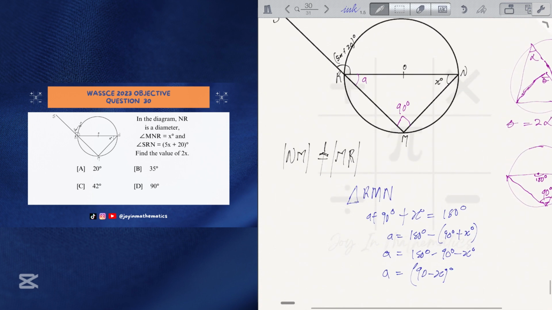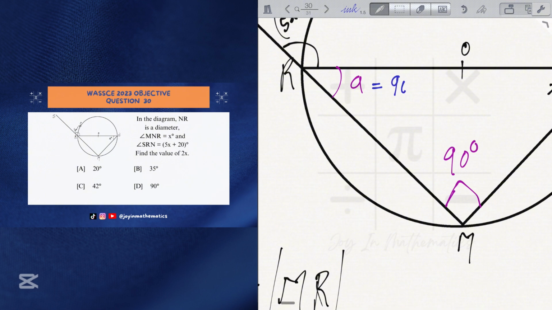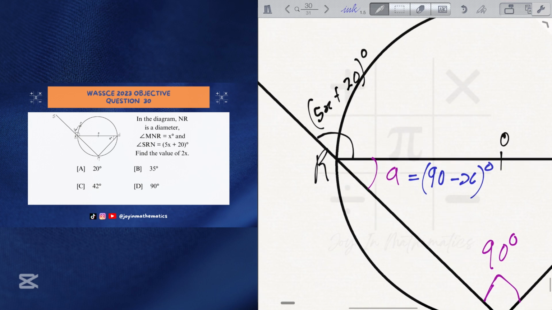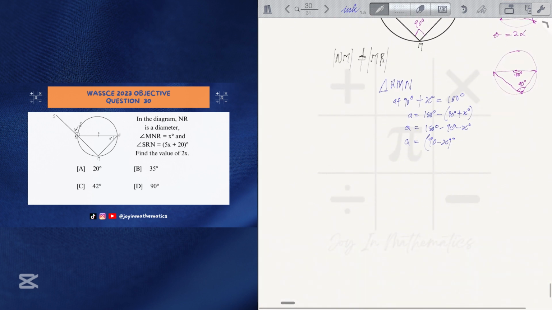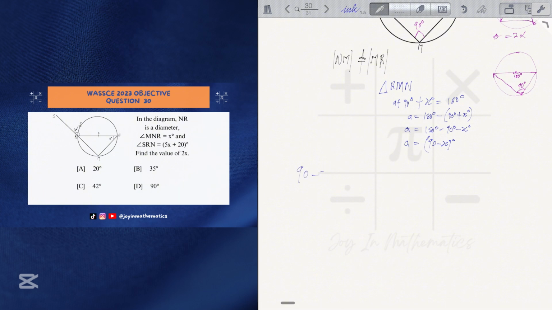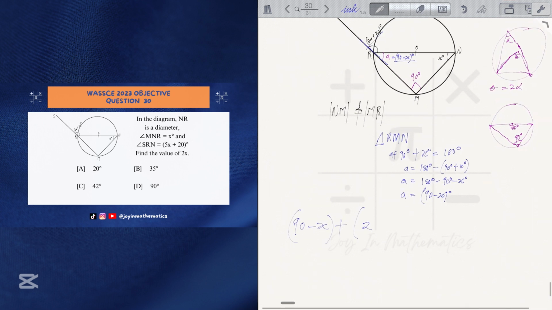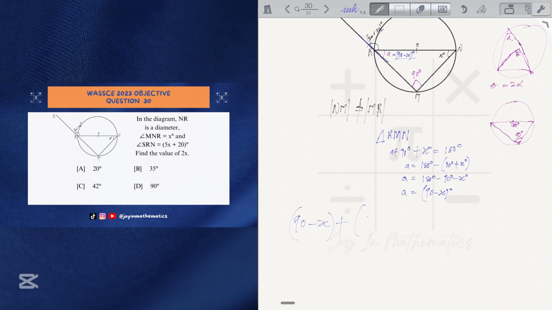Now we have A equal to 90 minus x degrees. If we substitute the value of A as 90 minus x degrees, now if you look at this straight line, the sum of angles in this straight line is equal to 180 degrees. So we are saying that 90 minus x plus 5x plus 20 is equal to 180 degrees. With that we can find the value of x. So we are saying 90 minus x plus, what's the expression, 5x plus 20 is equal to 180 degrees, and the reason being the sum of angles in a straight line.